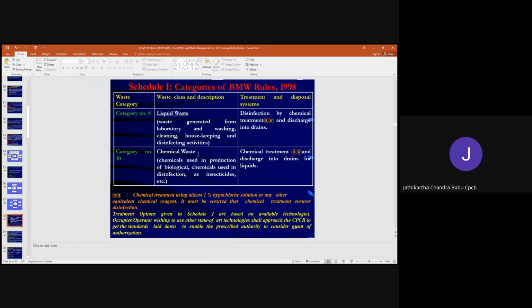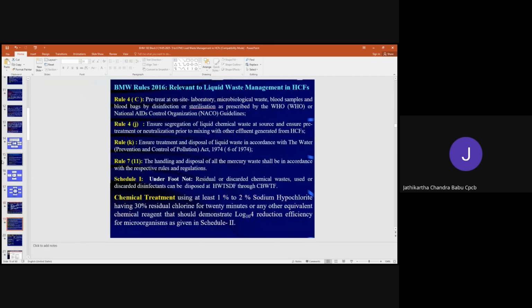As per the Biomedical Waste Rules 1998, liquid waste was categorized as category number 8 and category number 10, that is the chemical waste. Now these rules are not applicable. And as per the latest Biomedical Waste Rules 2016, pre-treatment of liquid waste is a must. What type of waste requires pre-treatment?